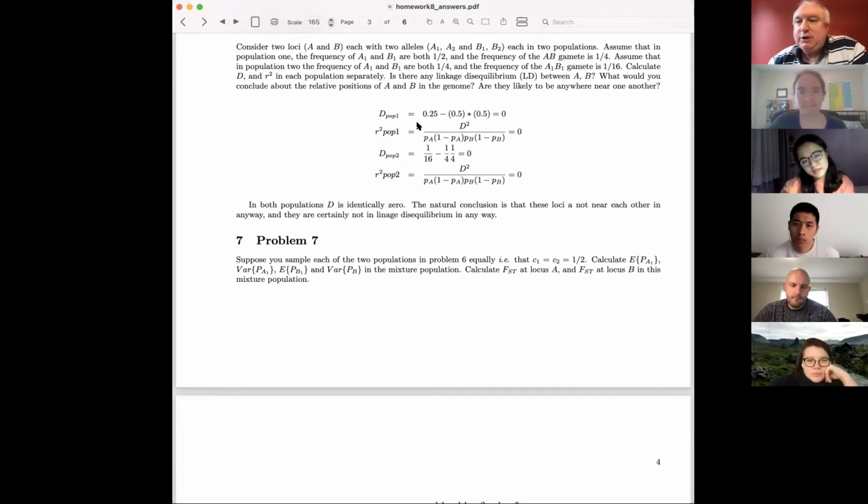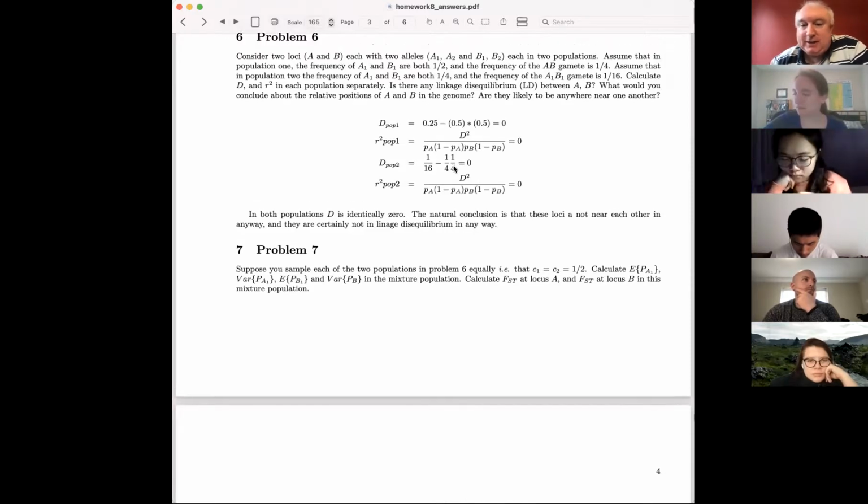Plug the numbers in. Show yourself, convince yourself that D is fundamentally 0 everywhere you look at it. Look at it in population 1, these things are unlinked. Look at it in population 2, these things are unlinked. There is no evidence whatsoever for association between the A and B locus. Not even a hint of it. These things are dead, flat 0. Nothing. The problem is as stupid and as easy and as instantaneous as you think it is. D is 0 everywhere.